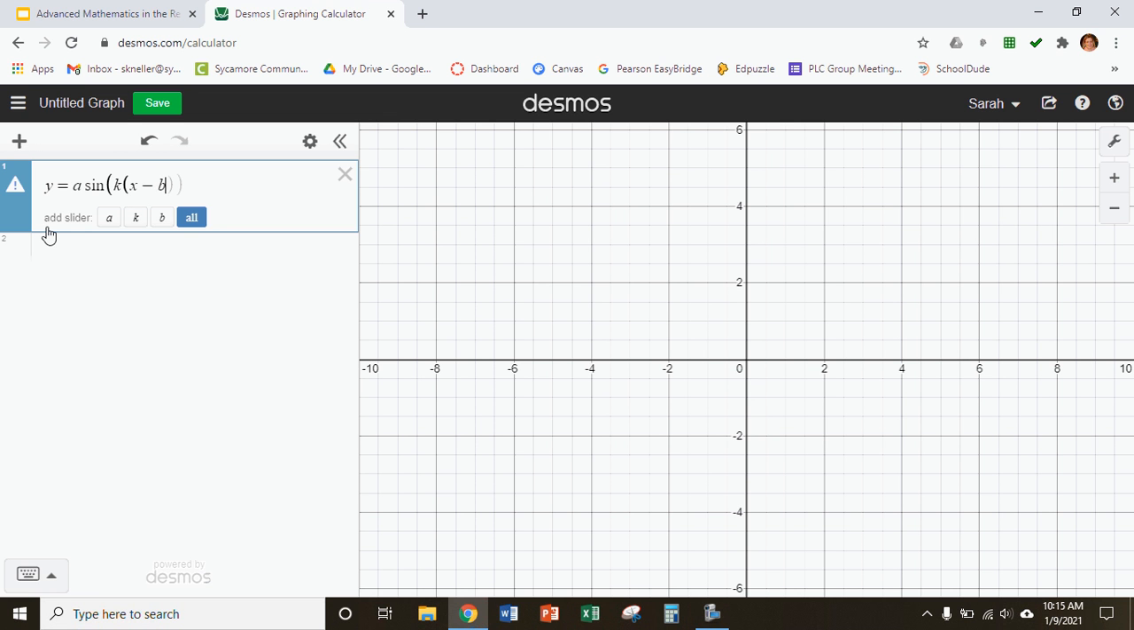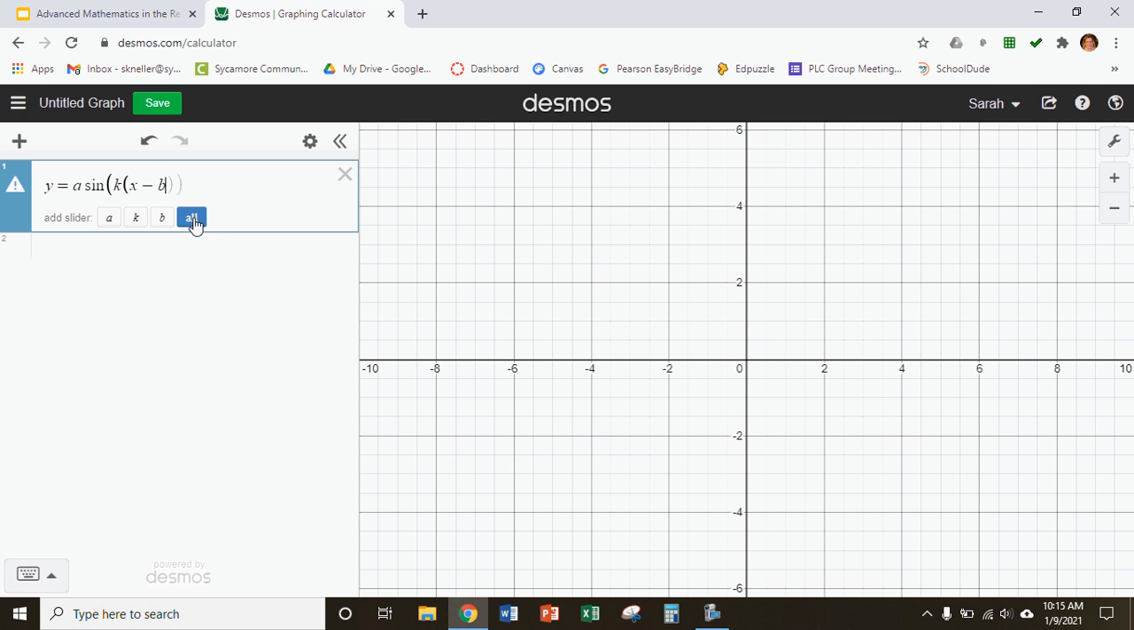And then down below it says add sliders. Now this is what you want to do. You want to have these sliders. The sliders are going to help us do the animation. So we have a, k, and b. Those are different variables that we added into the equation. Normally the base equation is just sine of x. So x isn't going to be one of our additional sliders that we can manipulate and animate. X is just part of the equation.